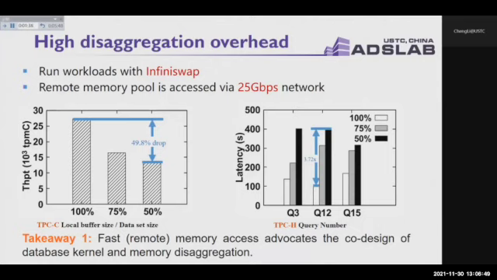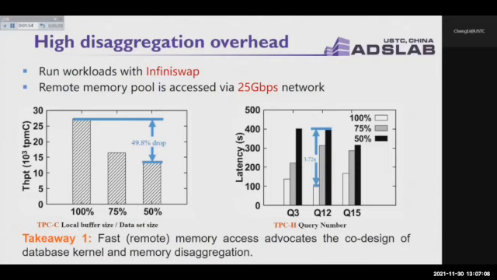The second thing is that once you look into the TPC-H results, we just chose three queries: query 3, query 12, and query 15. We observed a similar trend as TPC-C, and even the performance drop is more severe.